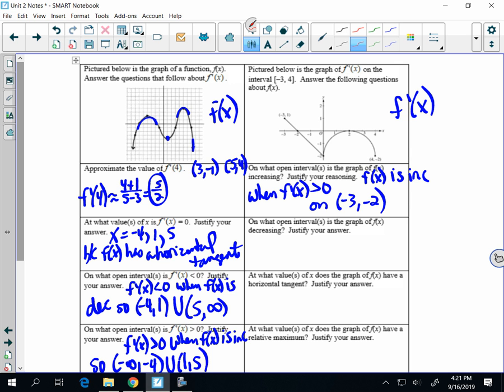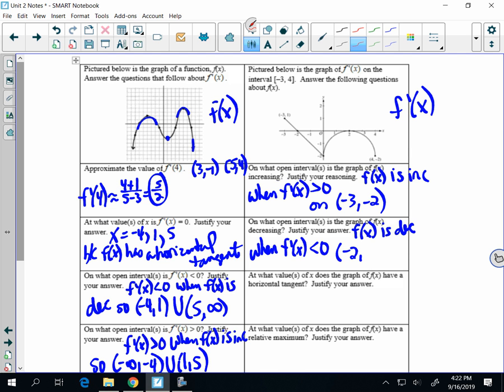On what open intervals is the graph of f of x decreasing? Justify your answer. Again, f of x is decreasing when f prime of x is less than 0. So everywhere it's below the x-axis, when it's a negative derivative, that's going to be everywhere else, right? So that's going to be from -2 to 4. Oh, wait a minute, I'm wrong. Why am I wrong? I really want to say -2 to 4.